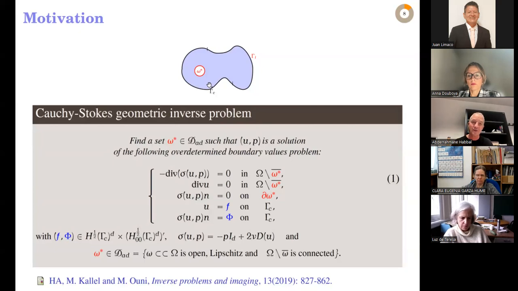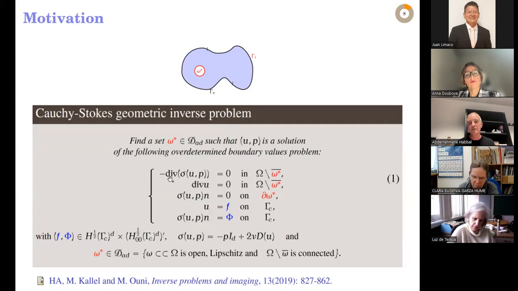But to make our problem more complex, we will also consider the case where we have inclusions, or could also be obstacles, of which we don't know the number, nor the shape, nor the location. And we want to recover the number of the inclusions, their shape, and their location. So mathematically speaking, the problem can be formulated as follows.